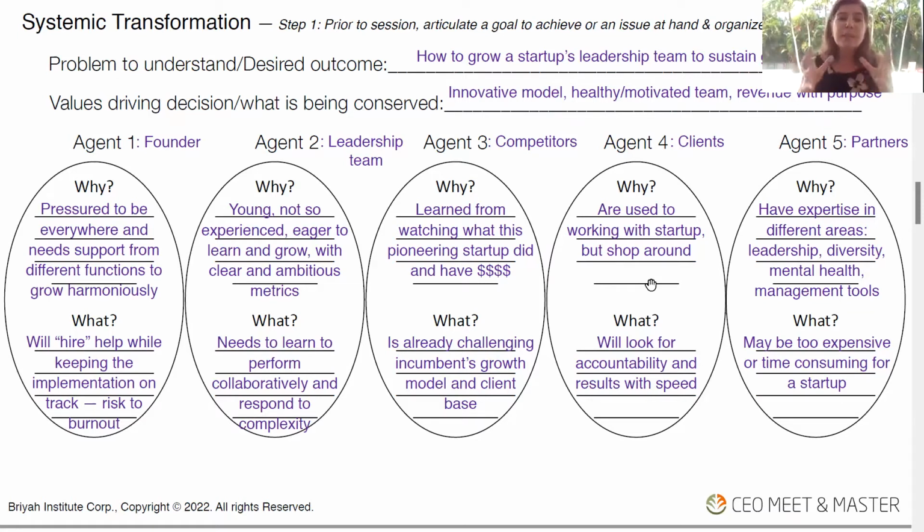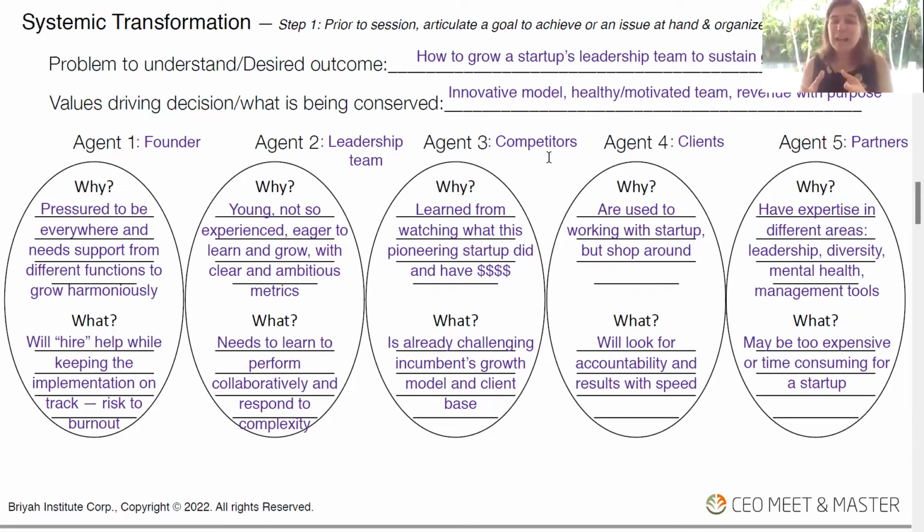The leadership team is young, not so experienced, eager to learn and grow and have very ambitious metrics, but also they need to work collaboratively. And they might be getting calls from outside to get other jobs, right?